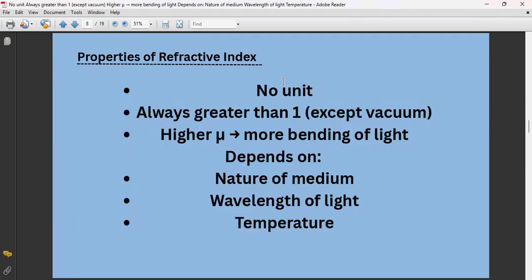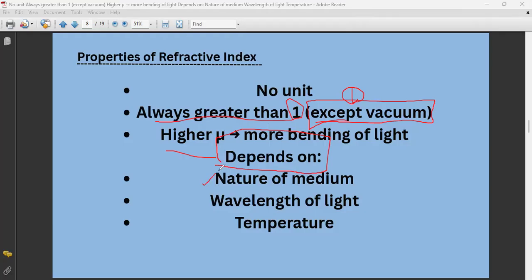Now, properties of the refractive index: it won't have any SI unit. It will always be greater than 1 except for vacuum. And what does it mean? In vacuum the value of the refractive index is 1, and for other media it will be greater than 1. Higher mu means more bending of light. If a refractive index has a higher value of mu, it means there is more bending of light.